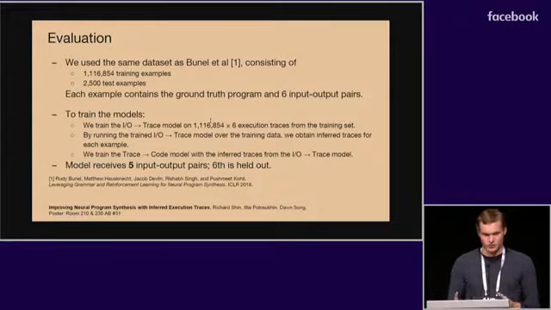And then the trace to code model is trained on inferred traces, because if it's trained on gold traces, it actually performs worse, as it doesn't learn how to account for the errors in the previous model. And of course, for test purposes, we only give 5 input-output pairs, and we test on the 6th one.